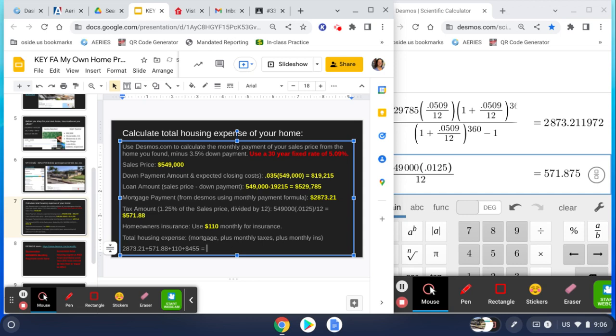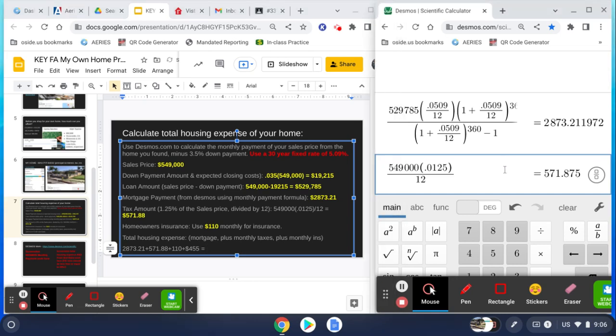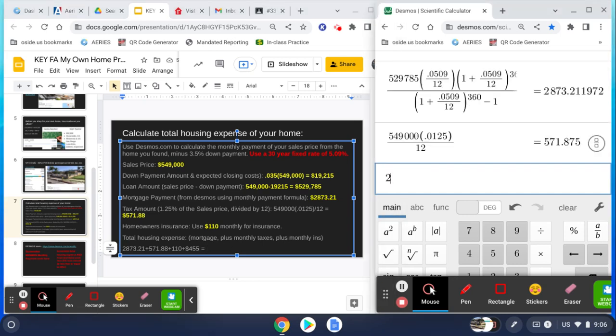So total housing expense is adding these all together, $2,873.21 plus $571.88 plus 110 for insurance plus $455, and this comes to $4,010.